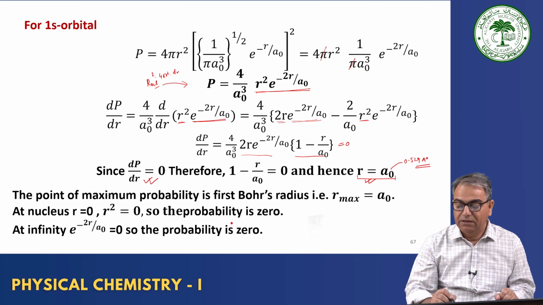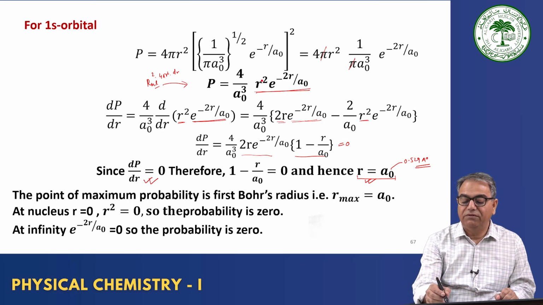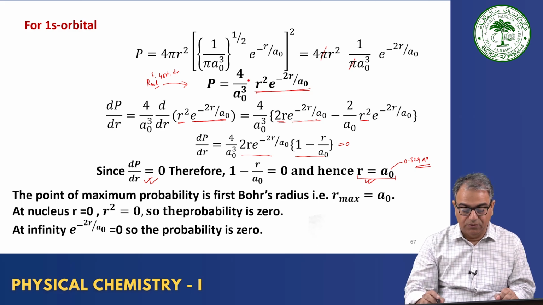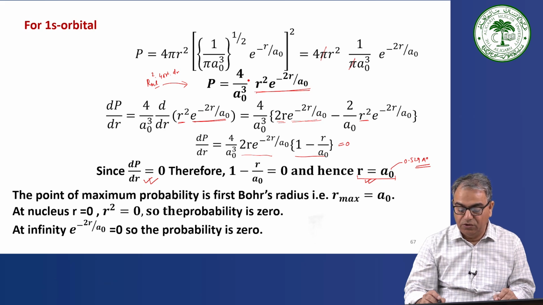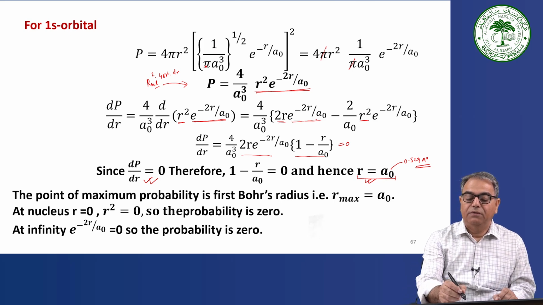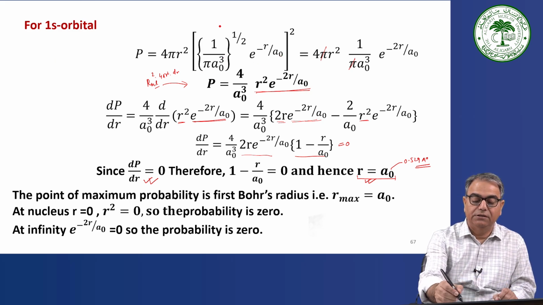At the nucleus, what will happen? r is equal to 0, so r square will be 0 and probability will be 0. At infinity, what will happen? Exponential minus 2r divided by a naught is equal to 0, so the probability is also 0. So this particular function, that is 1 by root of pi a naught cube, exponential minus r divided by a naught, which we get for R n l. This is your R n l.